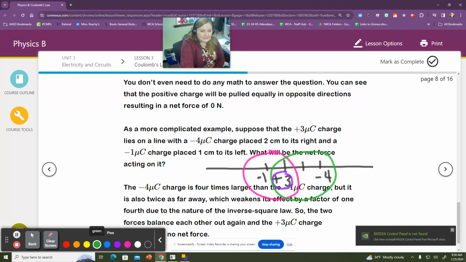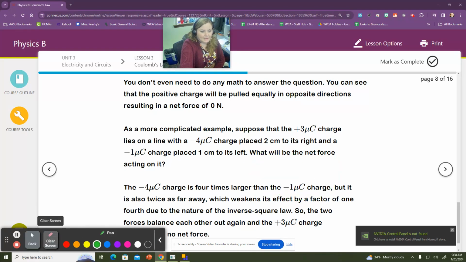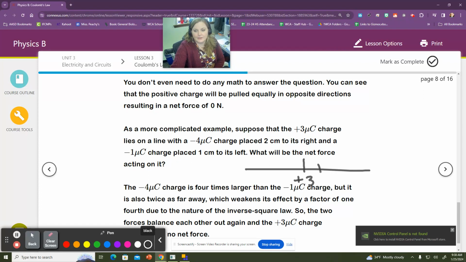So let's go back and let's see here. It lets me erase. Nope, it's pretty naughty that way. It doesn't have a back button. Oh, schnookers. I'm going to rewrite that, okay? So we've got our +3, and then 2 away we've got -4, and then 1 away we've got -1. Okay, so we'll look at these two first.